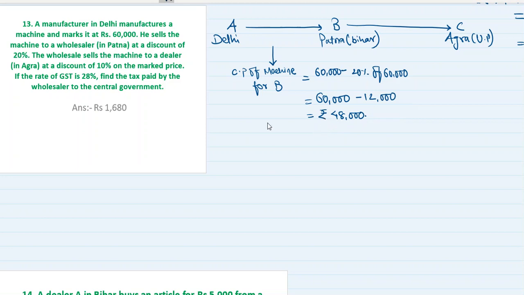Okay, now this wholesaler in Patna sells the machine to a dealer in Agra at a discount of 10% on the mark price. Great. So we can write that.